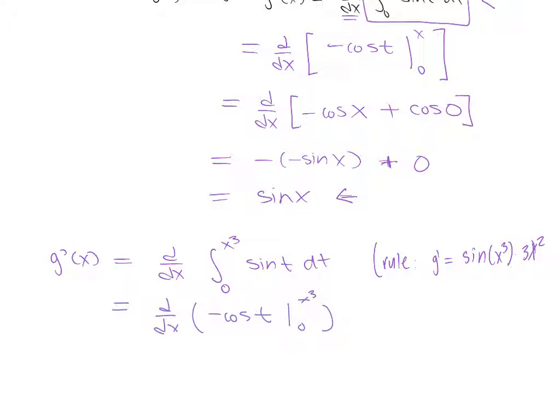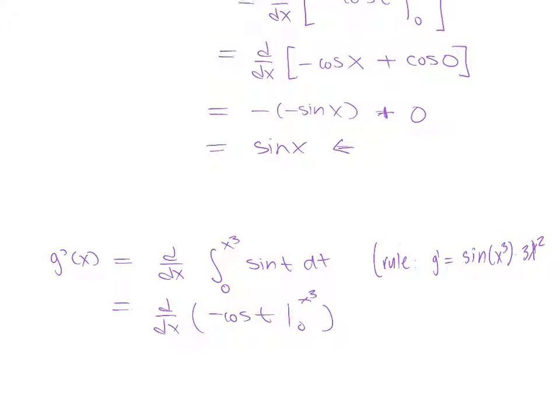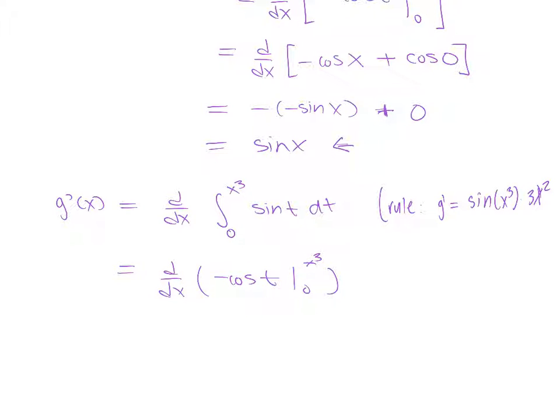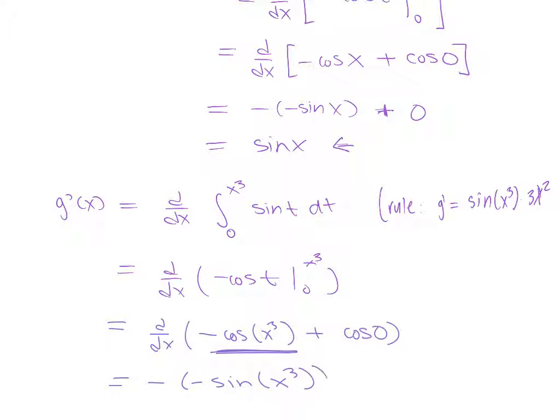Okay. So then you plug in x cubed, negative cosine of x cubed, plus cosine 0. What rule do you use when you take the derivative of that? The chain rule. So that becomes negative negative sine of x cubed times 3x to the second, which gives us back what the other rule said we would get, right?